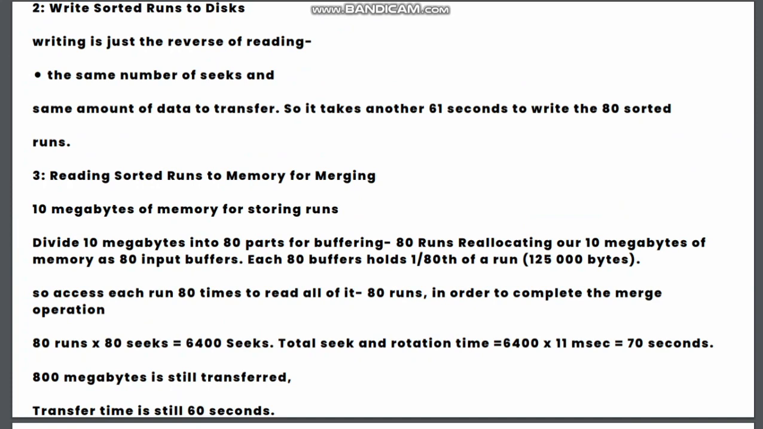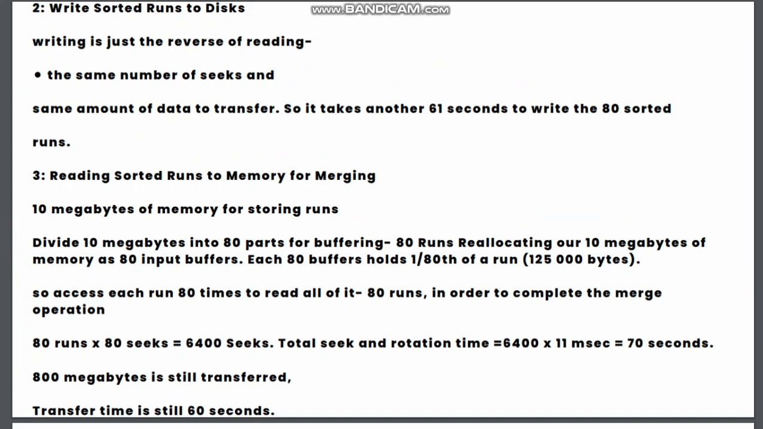This is the first step, and in the second step, we write sorted runs to disk, in which writing is just the reverse of reading. The same number of seeks and the same amount of data to transfer. So it takes another 61 seconds to write the 80 sorted runs.